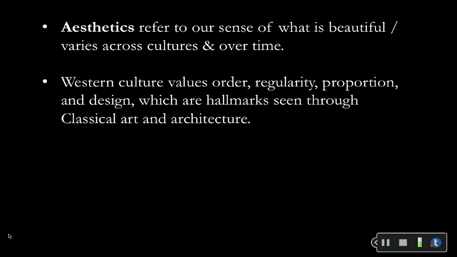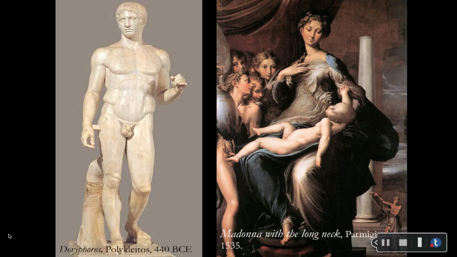It's beautiful. It's important to note that Western culture values order, regularity, proportion, and design, and these are all hallmarks seen through classical art and architecture. These are also values that we often see as being aesthetically pleasing. And so I think it's important here when we talk about aesthetics to think about how they range and how they change over time. This is the example that I like to use when I talk about aesthetics.